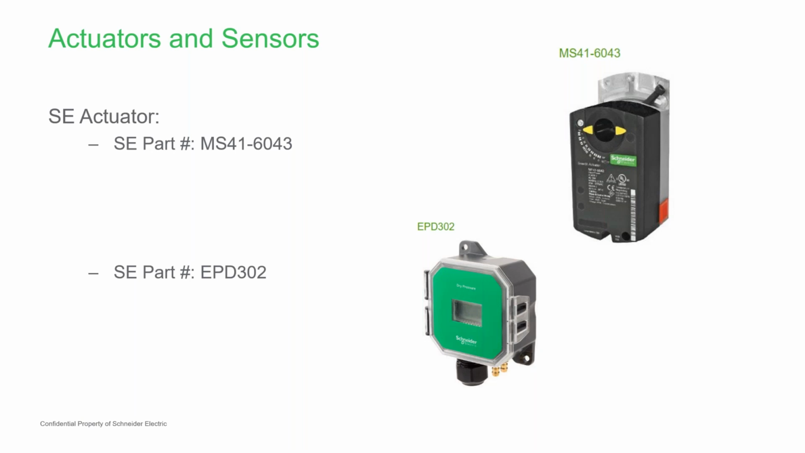And then obviously, if you want a discharge air temperature sensor, you would need that too. And we use any 10K type 2. Those are the resistive devices that can be wired into this device, 10K type 2.